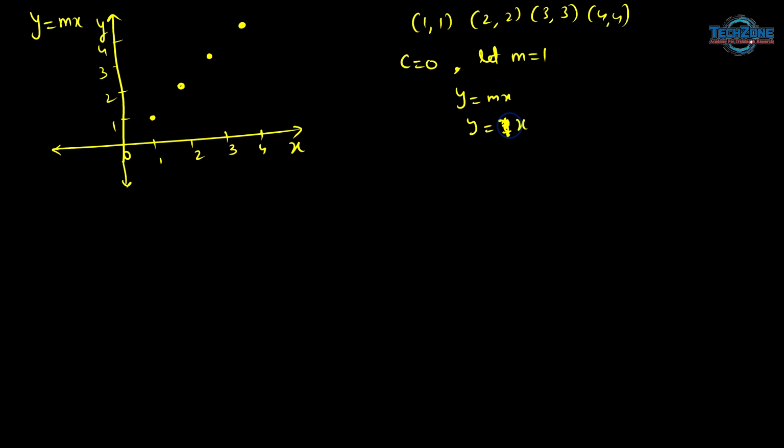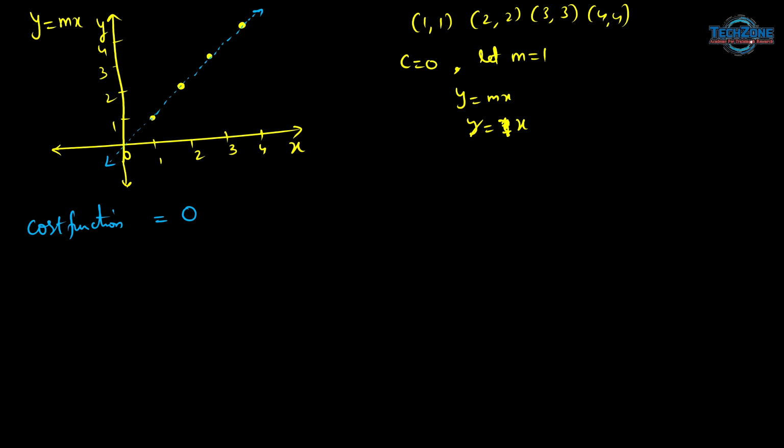Not 1, y will be equal to x because m is 1. Now if you draw this line y is equal to x, that line will be passing through the origin like this and it will pass through all the points. So this is our best fit line. A predicted line passes through all the points. So if it is passing through all the points, what is the cost function or the error function now? It should be equal to 0, isn't it?